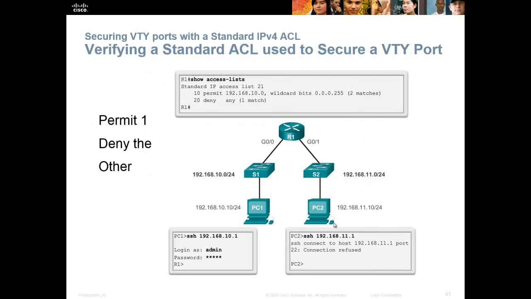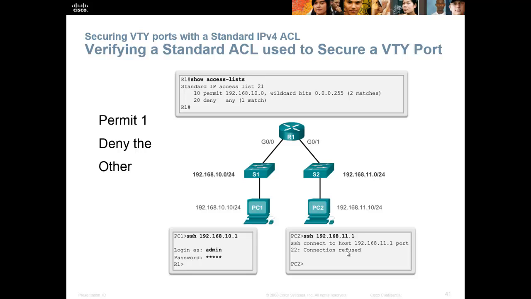All right, so verifying a list, or testing whether your ACL is working. I create an access control list. I want to permit traffic from the 10.0 network on access list 21. I want to allow traffic from 10.0 but deny everything else. Then if I go to my PCs and try to SSH into 10.0.0.1, this one gets a login prompt. This one gets denied right away, and the connection is refused. So that would be another way to test your ACL.